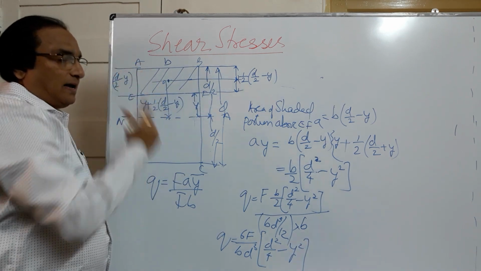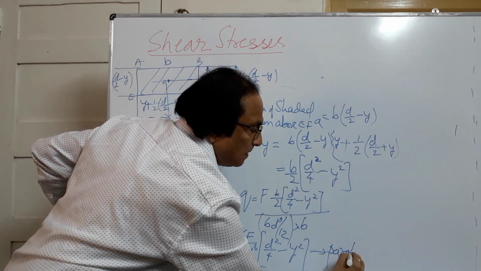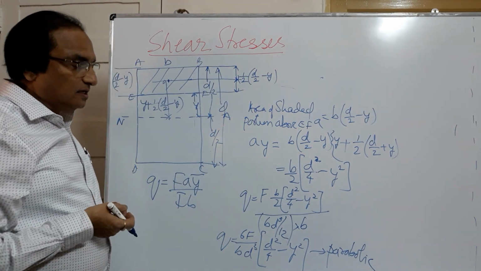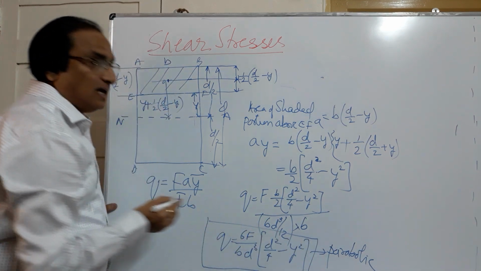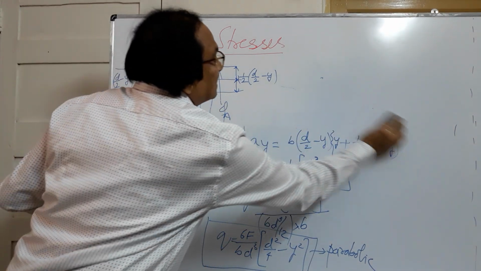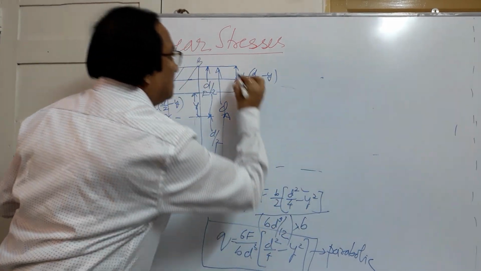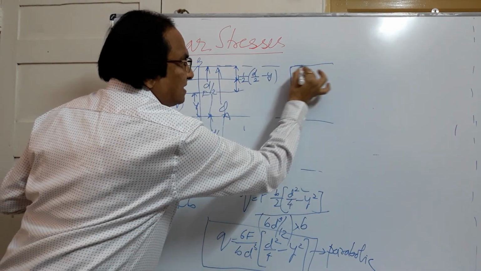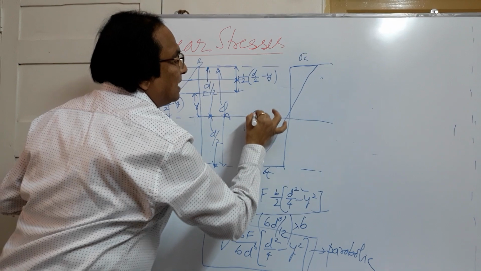Here the variable is y, so y is to the power of 2. So the type of curve we get is parabolic. So this is a parabolic distribution. Bending stress we have seen is a straight line. Here the distribution is parabolic. So this is the formula which you can use for a rectangular section to plot the shear stress diagram. Suppose I want to plot the bending stress diagram here. This is the neutral axis, and we see bending stress is just a straight line: maximum compression, maximum tension, sigma T, sigma C, neutral axis.